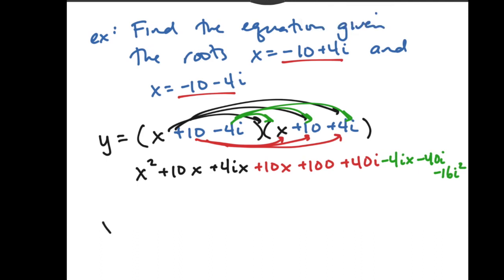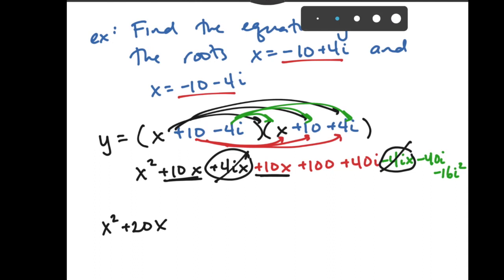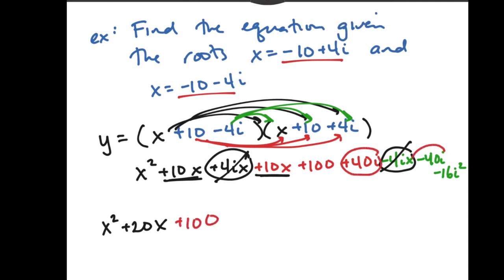So again, I have only the x squared. This 10x and this 10x I can combine to be 20x. The 4ix and the negative 4ix are going to cancel. I have this plus 100. This 40i and this negative 40i are going to cancel. And I'm left with this negative 16i squared.